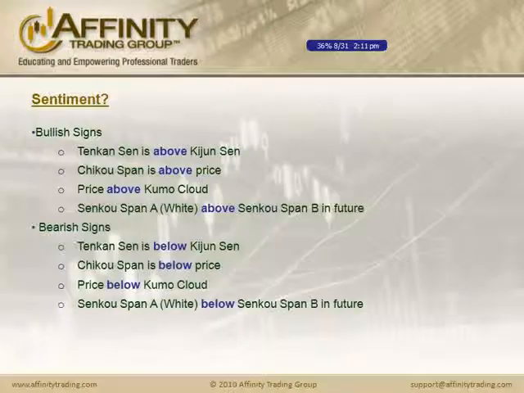Again, here are the sentiments, just in case you missed them. The bullish signs were Tenkan-sen above the Kijun-sen, Chikou is above price from 26 periods ago, the price is above the Kumo cloud, and the Kumo future is bullish for the bullish line.